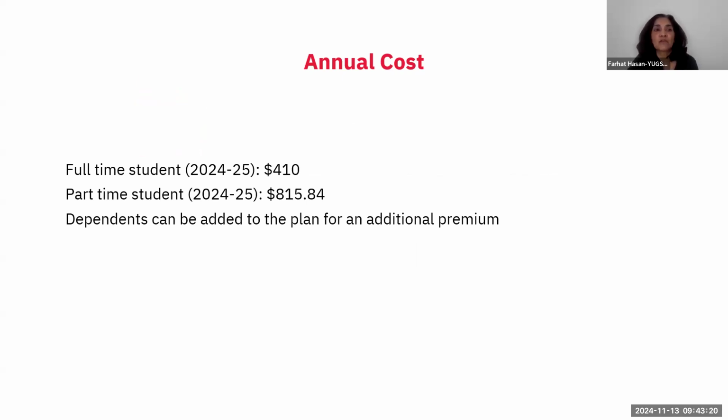For a full-time student, whether they are domestic or international, the premium is $410, which covers you for the academic year starting September to August, or if you are a winter student, it will cover you from January 1 until August 31st. The premium for part-time students is $815.84. Dependents can be added to the plan for an additional premium, just the way Yang mentioned in the YFS plan.